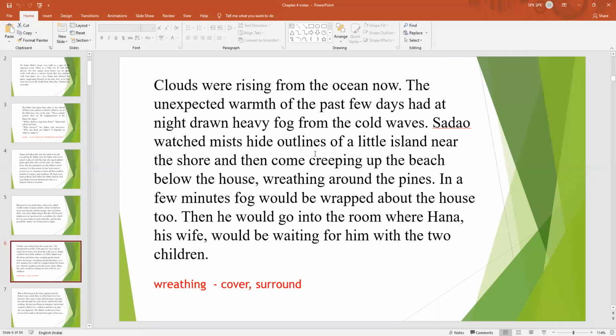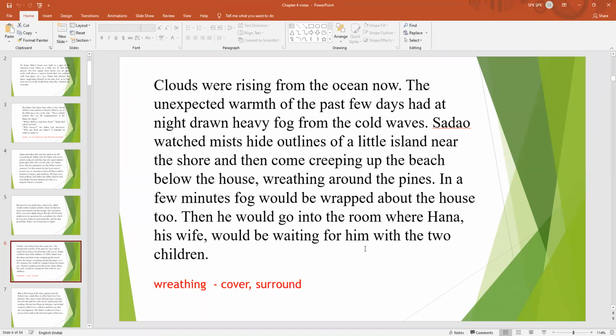So Sudhir watched mist hide the outline of a little island near the shore and then come creeping up the beach below the house, working around the pines. Now what did Dr. Sudhir see? The boundary of a nearby island became invisible gradually as it got covered by the mist. Slowly the mist was coming closer to him also. At that time he saw that the mist had covered the pine trees also. In a few minutes, fog would be wrapped about the house too.